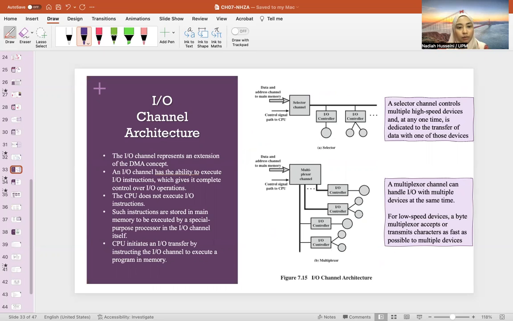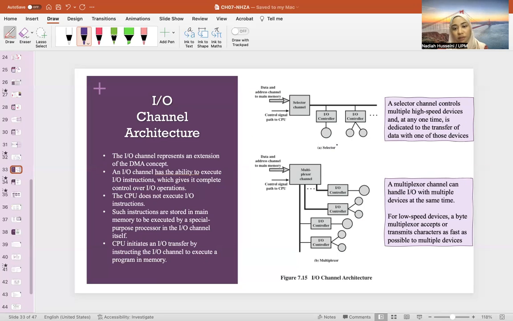So there are two I/O channel architectures. The I/O channel represents an extension of the DMA concept. You know that the DMA is basically a module given the rights like a processor when there is a large amount of data that needs to be transferred back and forth. So it handles that and has the breakpoints that basically tells the CPU to pause its process, right? Okay, so after that, we have the I/O channel architecture, which is an extension of the DMA. Basically, we are trying to discuss the advancement of the I/O channel.